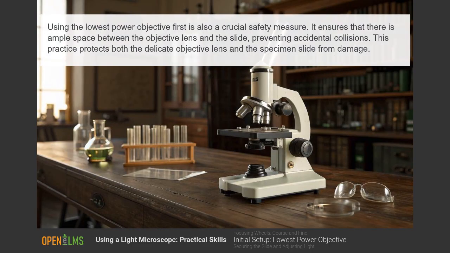Using the lowest power objective first is also a crucial safety measure. It ensures that there is ample space between the objective lens and the slide, preventing accidental collisions. This practice protects both the delicate objective lens and the specimen slide from damage.